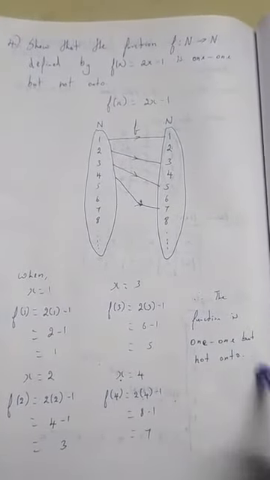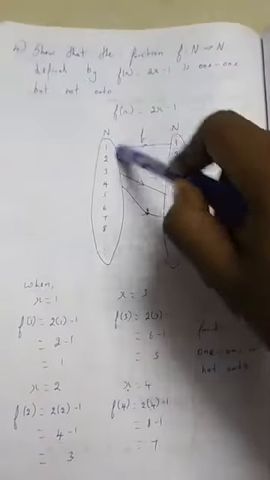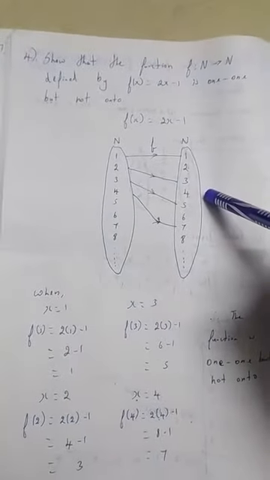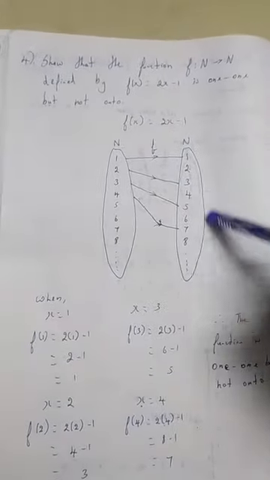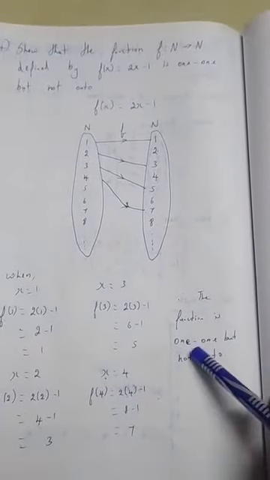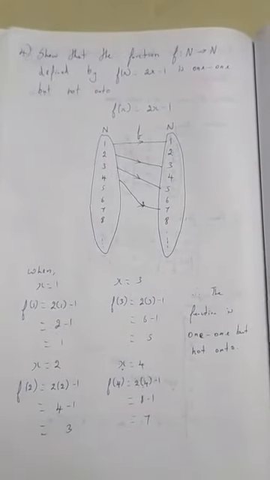Right? So, you have to write the statement. Since each element in the domain has a distinct image in B, it is 1 to 1. And some of the elements in the codomain don't have any pre-image in set A, therefore it is not onto. Therefore the function is 1 to 1 but not onto. That's all about this problem.